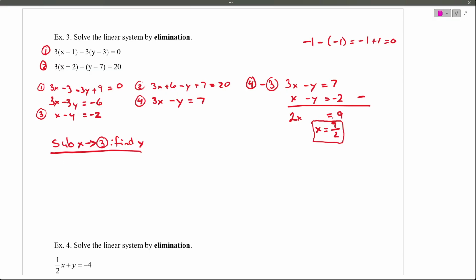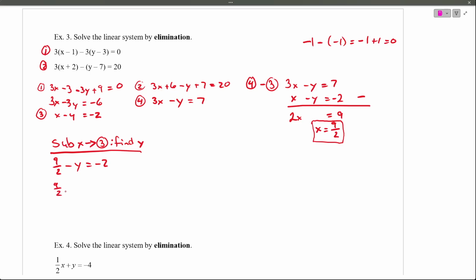All right, so we have x, which is 9 over 2. And we're going to subtract from that y. And that's going to be equal to negative 2. So we got to isolate for y. And we got to bring the 2 over to the other side. So we're going to just swap these 2 over to the other side. So this negative 2 is going to become a positive 2.